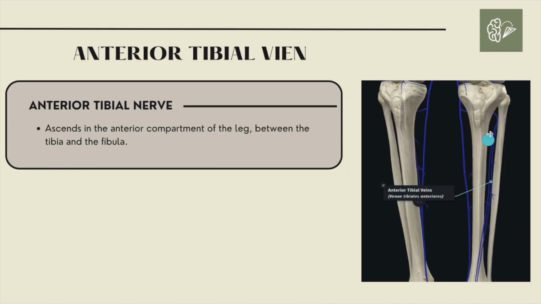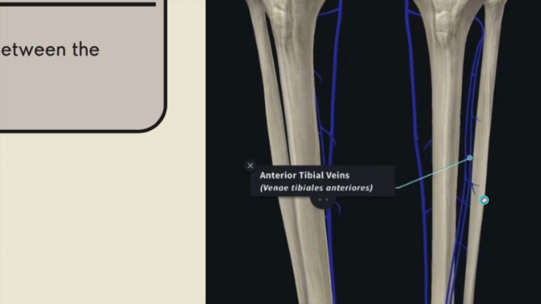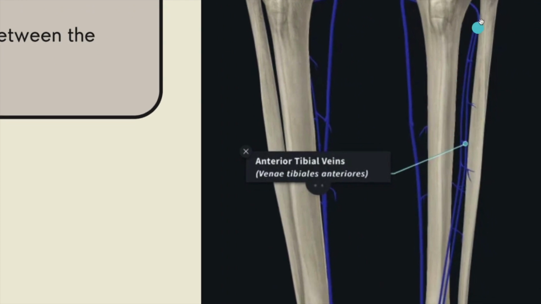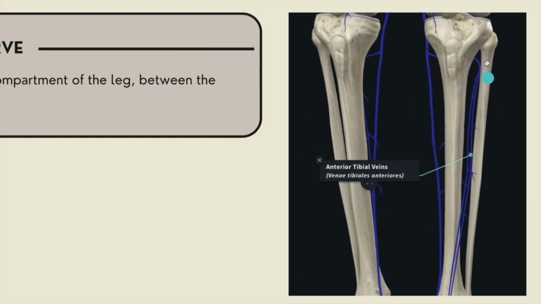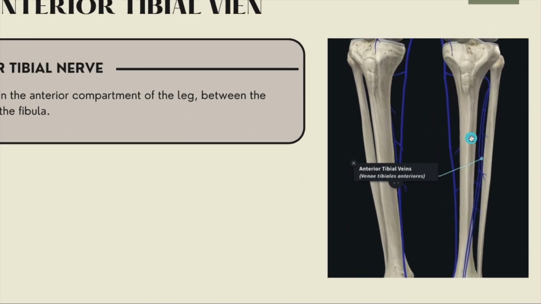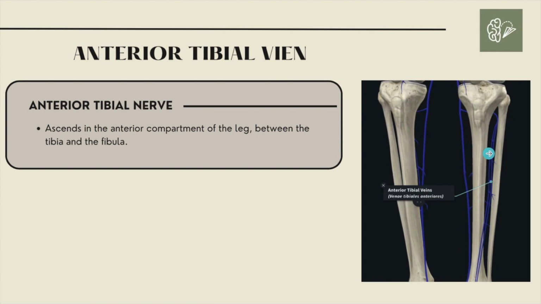Now moving on to the anterior compartment of the leg, this vein right here is going to be our anterior tibial vein. The anterior tibial vein is going to extend almost the entire length of the anterior compartment of the leg, and it's going to drain the anterior compartment of the leg. It will be present between those two bones, the tibia and the fibula, anteriorly.